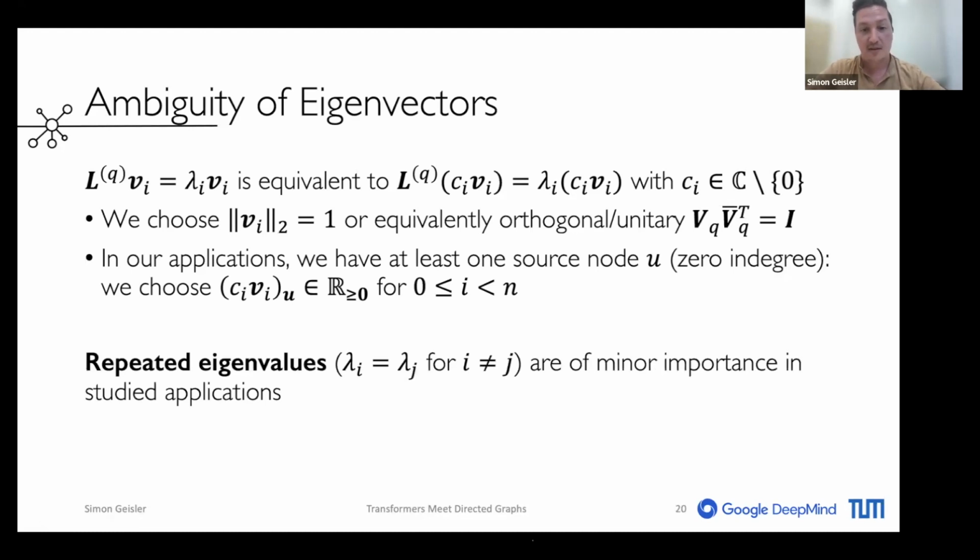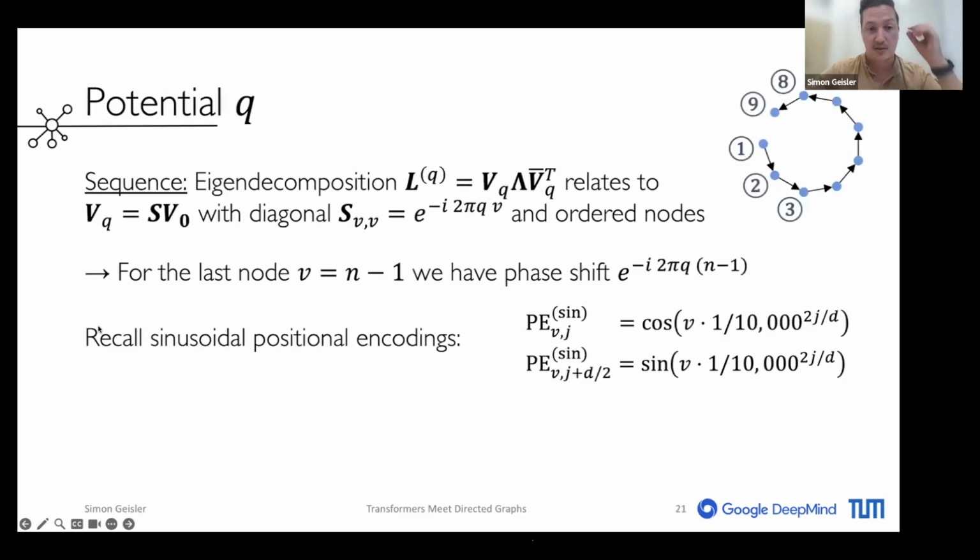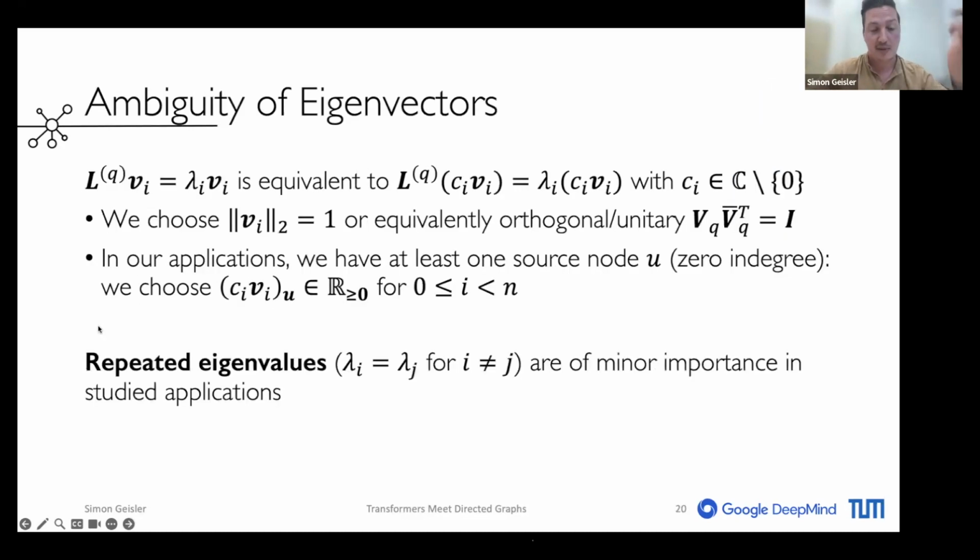Another source of ambiguity are repeated eigenvalues. We looked into our applications, and for them it was of minor importance. Those are an indicator of a lot of symmetries in your problem, and they didn't really occur for us. But they might appear in your applications. So that's something you should spot and be aware of. Check this if you want to apply such encodings, if you actually have repeated eigenvalues.